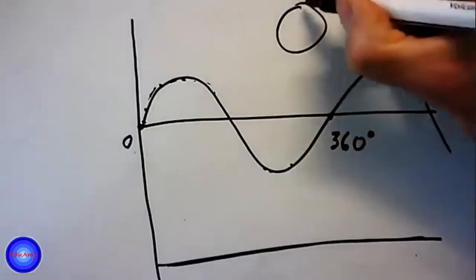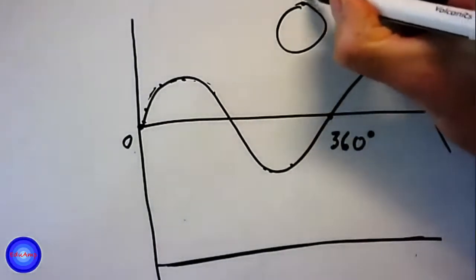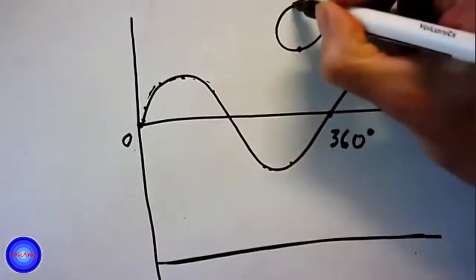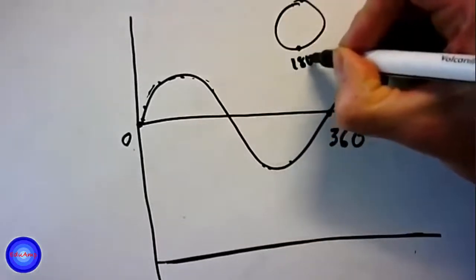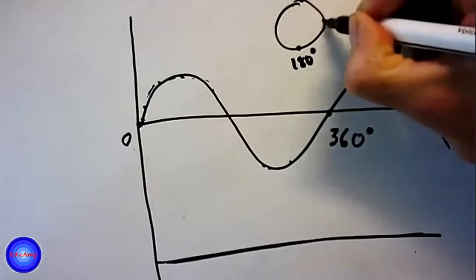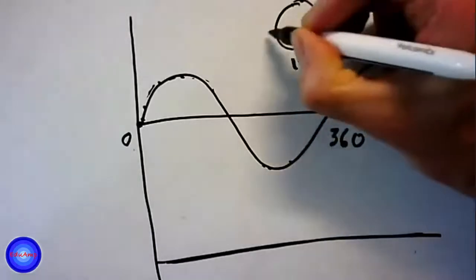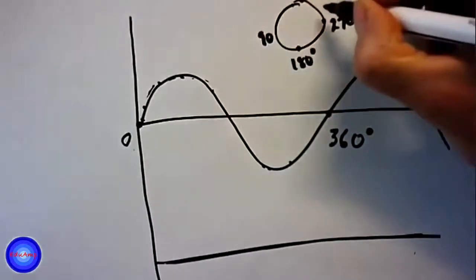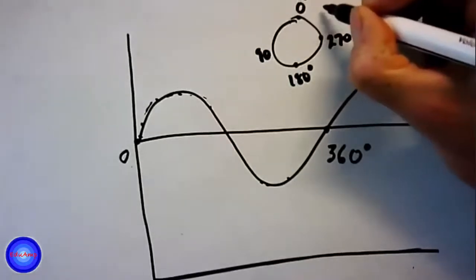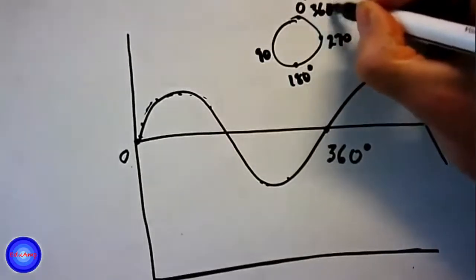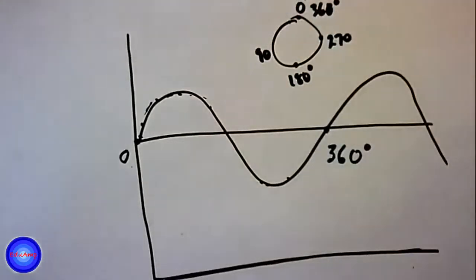So for something going around the circle, we say here's 0 degrees. As it goes around here, is going to be 180. As it goes around there, here's going to be your 270. There's going to be your 90. And then there's going to be your 360 at the top again. Yeah, I think I get that.